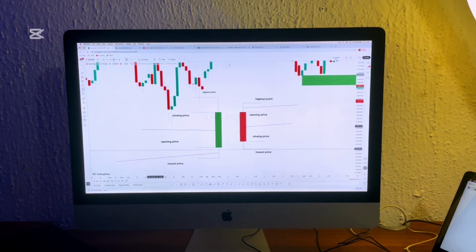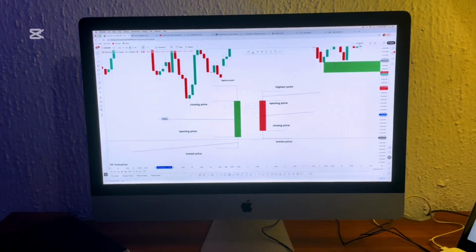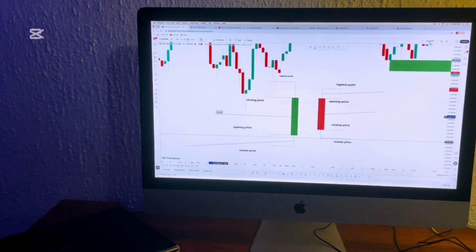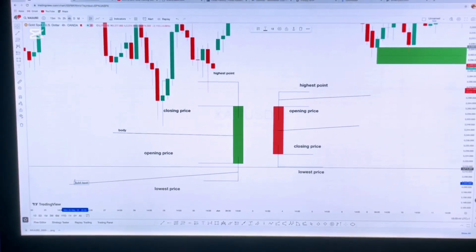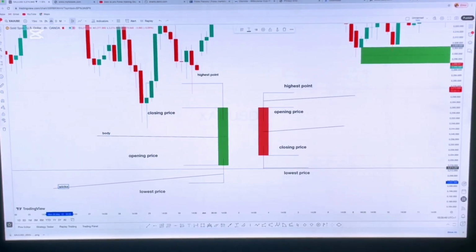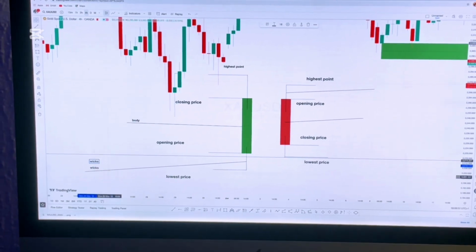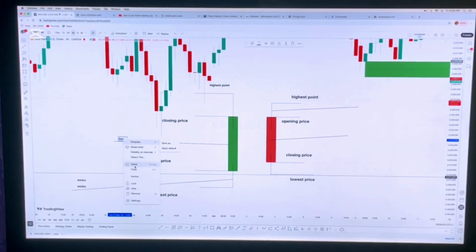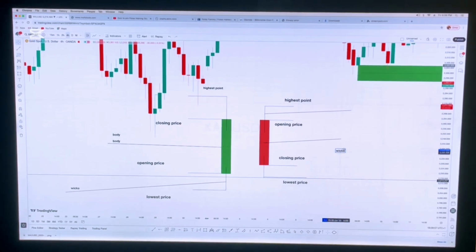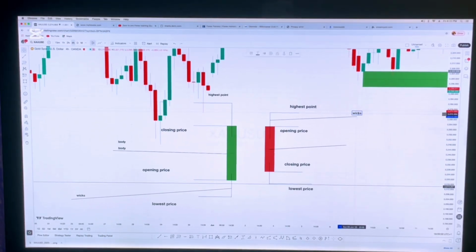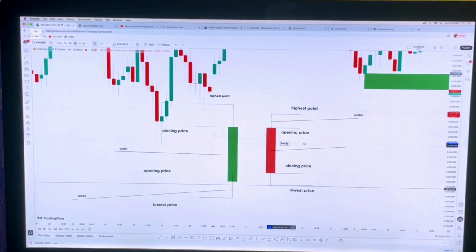Now body, then these are called wicks. Wicks, because there are two, so they are not just one, but the body is one, so the body.